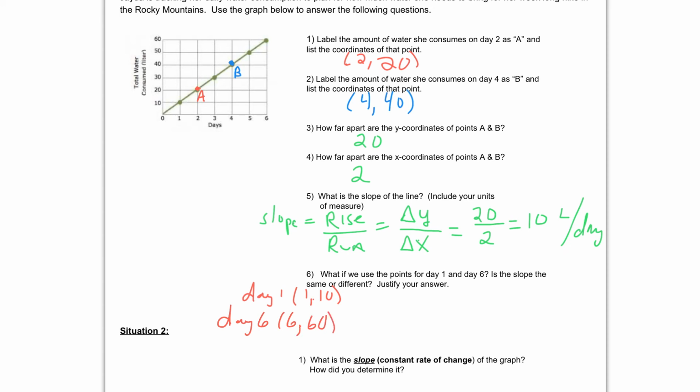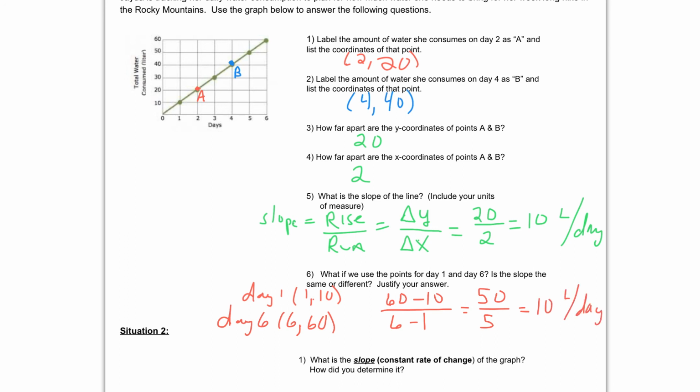And if we take a look at that slope, we want to find the difference of our y's. So we're going to subtract our y's on the top. So 60 minus 10, our y values we're subtracting on the top. And we're going to subtract those x values on the bottom. So 6 minus 1 on the bottom. If we subtract 60 minus 10, we get 50. And if we subtract 6 minus 1, we get 5. 50 divided by 5 will give us 10. And our units would be the same, liters per day.